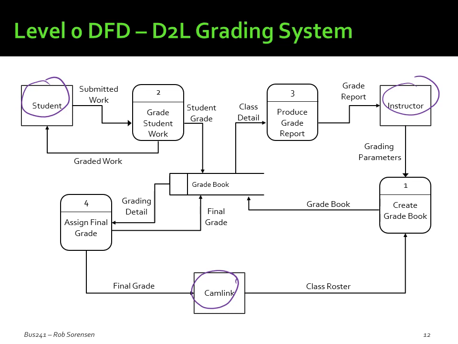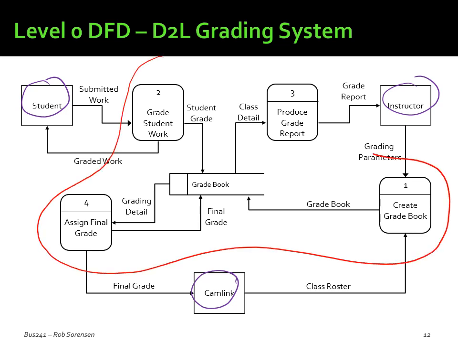What's changed though is this whole middle piece here, which on the last diagram was just called the student grading system. Now it's broken into its subparts, and I've got 4 sub-processes: creating the grade book, grading student work, producing a grade report, and assigning a final grade, and 1 data store, the grade book itself.